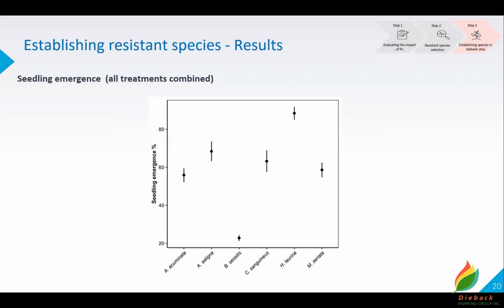Here I have shown the seedling emergence result, and I have combined all treatments together. You can see that Hakea laurina resulted in the highest seedling emergence, around 88%, followed by Acacia saligna. The majority of the species resulted in more than 50% seedling emergence. However, the seedling emergence of the Banksia was very low, around 22%.